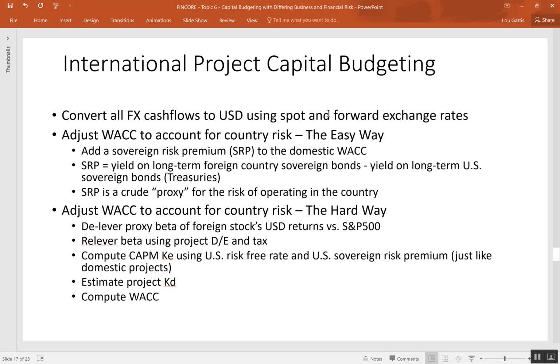And that would be called a forward exchange rate. And you can use the forward exchange rates as an unbiased predictor of future exchange rates. So we're going to use that to convert cash flows into dollars.